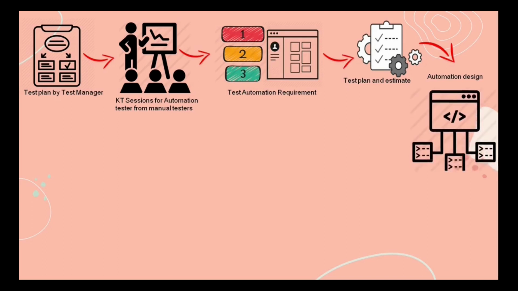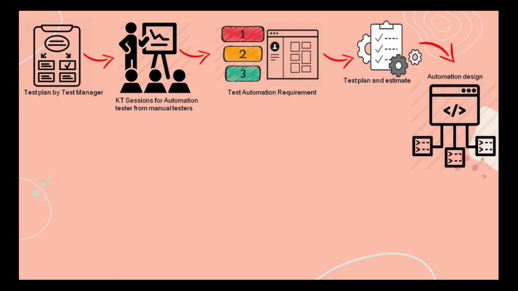Then we have the automation design phase. Here we prepare the automation design document, in which they will select which framework they need to work on. Like first, there are different types of frameworks, like the data driven framework, the hybrid framework. So you need to decide which framework you need to select, and they will also identify the test data for the web elements.